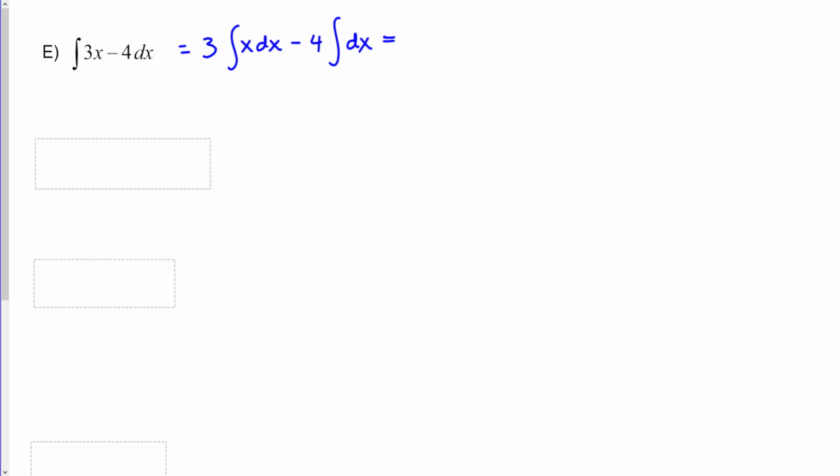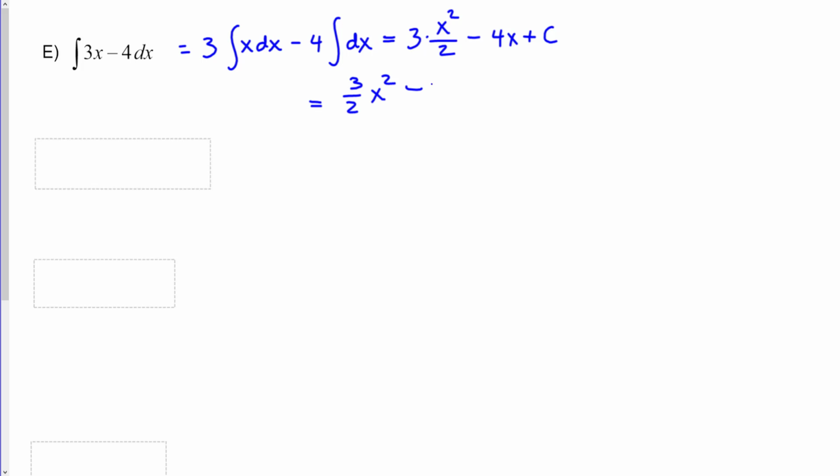So I would have 3 times x squared over 2, just increasing the exponent by 1, dividing by the new exponent, minus 4 times, inside this antiderivative is a 1. So when I integrate 1 dx, that becomes x. Then I have a plus c. Or in the end, this will become, let's say, 3/2 x squared minus 4x plus c.